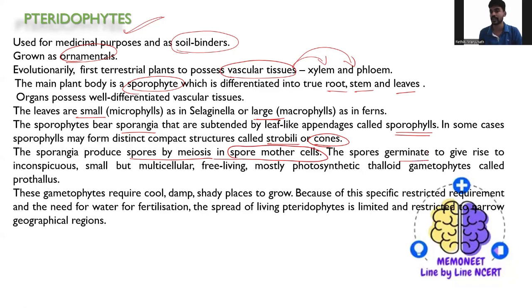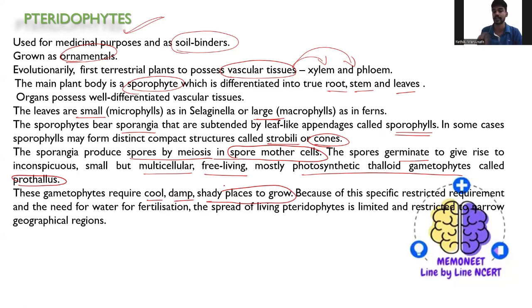So they get germinated to give rise to the inconspicuous, small, multicellular, free-living, and mostly photosynthetic thalloid gametophyte. Photosynthetic thalloid gametophyte means you can see them, like movable and all. So they are called prothallus. Clear? So these gametophytes require cool, damp, shady places to grow for the development and all.